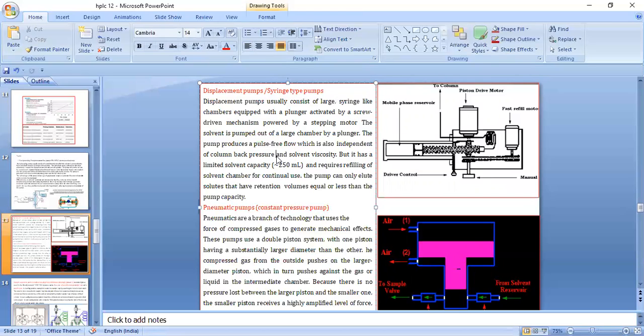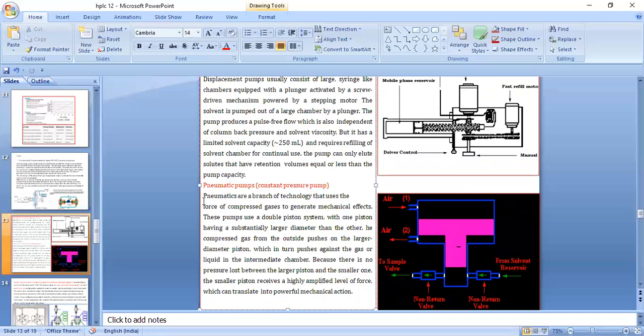a displacement pump. डिस्प्लेसमेंट पंप तब यूज करेंगे हम जब आपके कंपोनेंट जो हैं जो सेपरेट होना चाहते हैं. If you have two different components, for example A and B, and they have the combined retention volume of 150 ml or 180 ml, then you can easily use the displacement pumps. Otherwise displacement pump आप यूज नहीं कर सकते हैं जहां पे रिटेंशन वॉल्यूम जो है वो ज्यादा है.